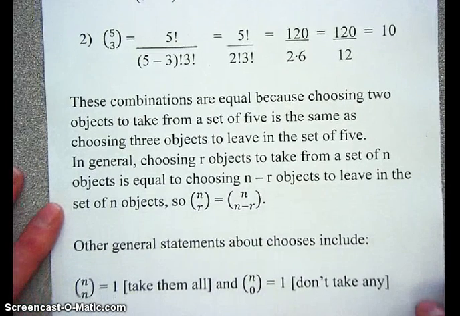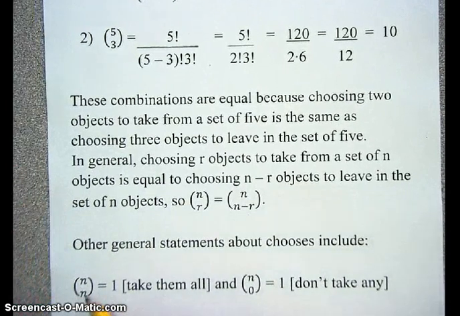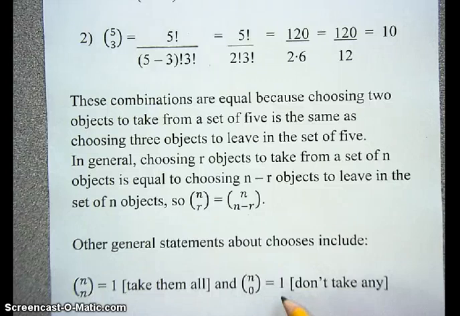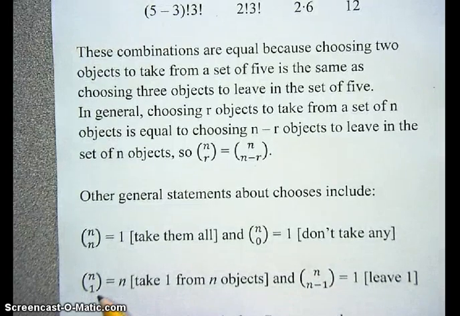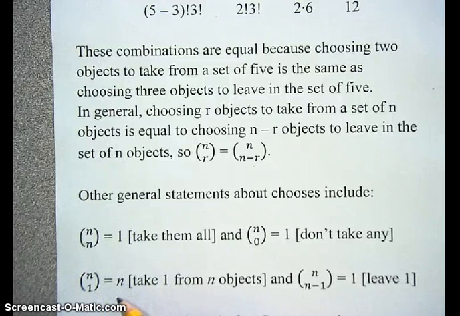You can make other general statements about chooses. N choose n, where you're choosing everything, can only happen one way. You're taking them all. N choose 0 can only happen one way. You're not taking any, so you're leaving them all behind. And then n choose 1 is equal to n. You could take the first or the second or the third or the fourth, etc., objects. There are n available that you could take one of. And so n choose 1 is going to be n.